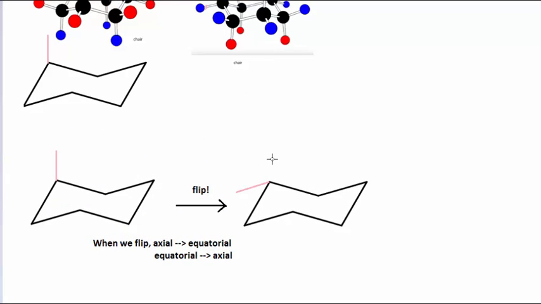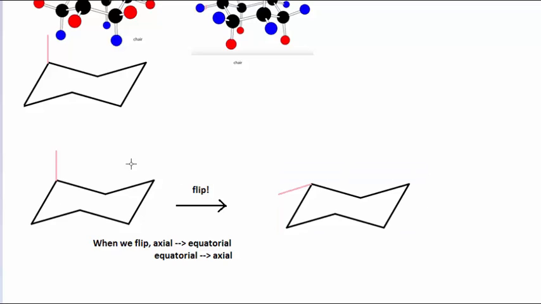So again, the concept to remember here is you have a cyclohexane chair conformation and you have a substituent that's axial. If you do what's called a ring flip to the other chair conformation, and there's only two chair conformations for any cyclohexane ring, then the axial substituents will become equatorial, and likewise the equatorial substituents will become axial. Okay, that's about all the information you need theory-wise.